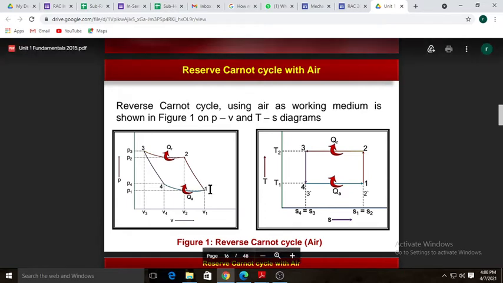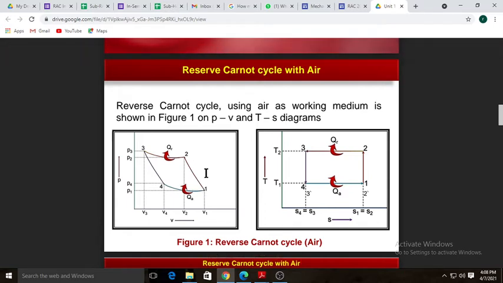So here you can see process 1 to 2 is isentropic compression of the air. Then 2 to 3 is heat rejection of the air, which takes place inside the condenser. Then 3 to 4 is again the isentropic expansion, and process 4 to 1 is isothermal heat absorption. Process 2 to 3 is an isothermal process.